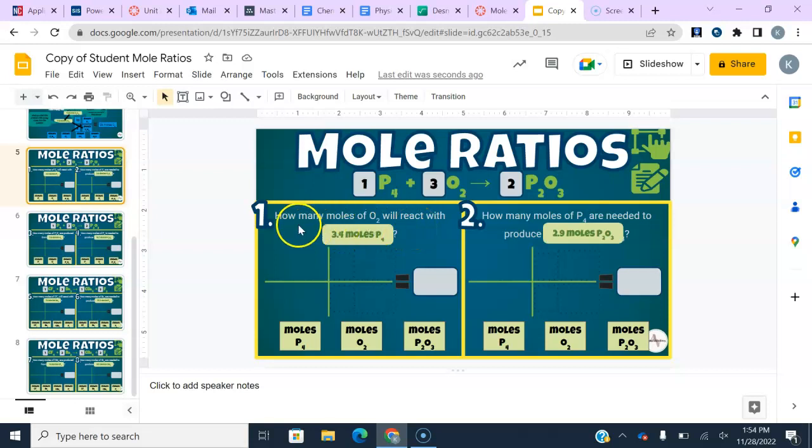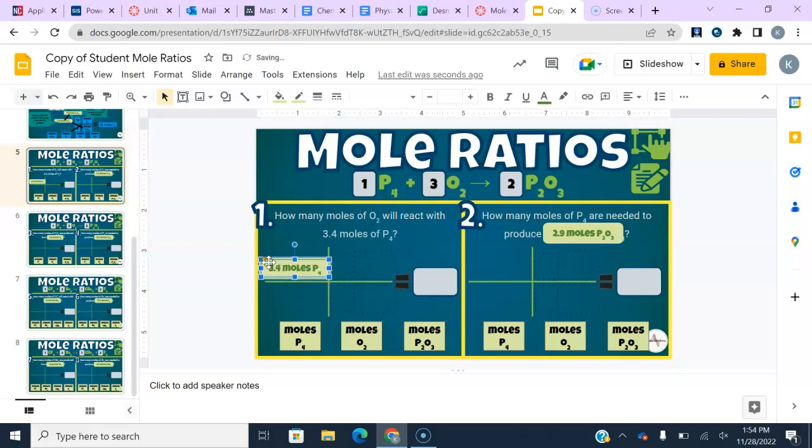Okay, so question 1 says, how many moles of O2 will react with 3.4 moles of P4? We've got our units here, and we have what we're starting with, so we can actually use this. We can drag and drop to our first part of our T-chart here. I'm just going to drag and drop that there because we always start with what we know. We know we have 3.4 moles of P4.